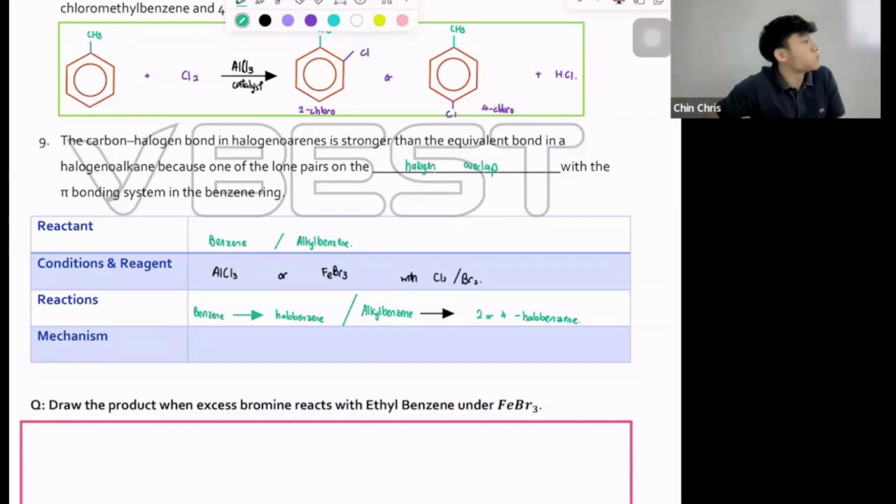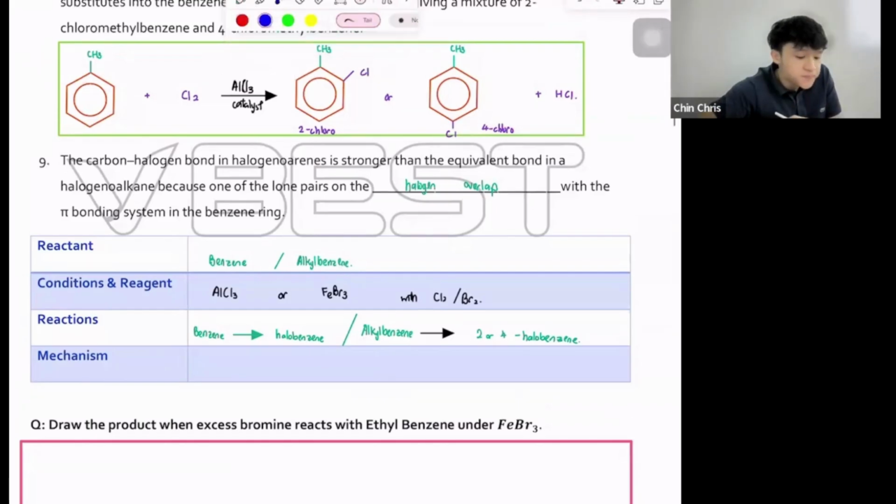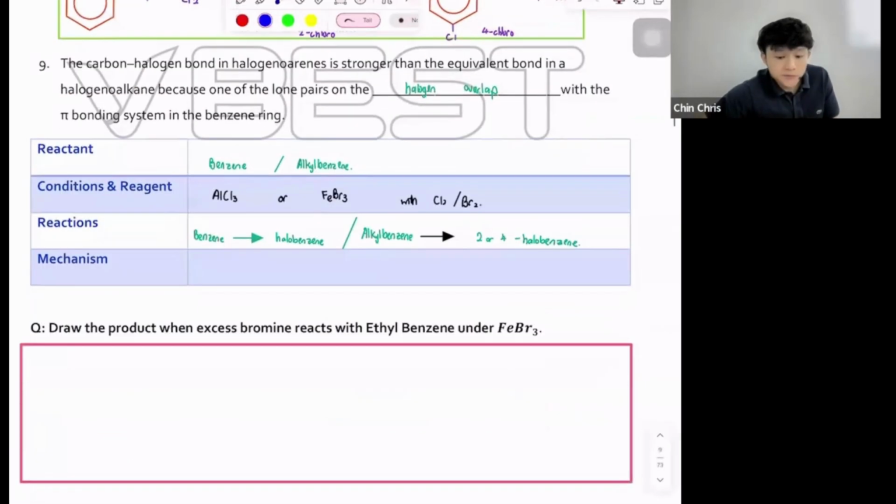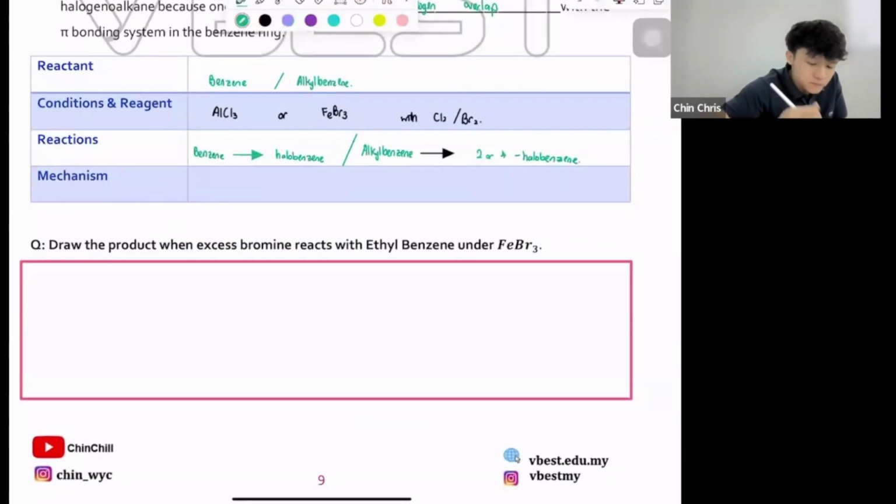Why not 3-chloro? Cannot. Again, when we have a phenol group, it's always 2, 4, 6 directing. Okay. Mechanism: electrophilic substitution, yeah.